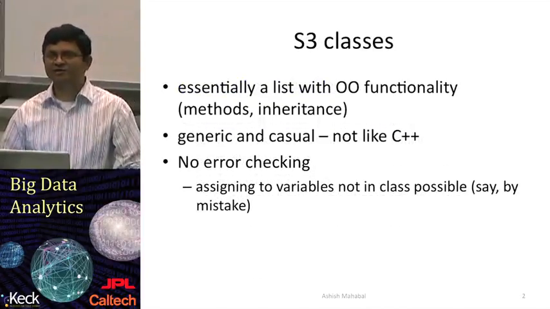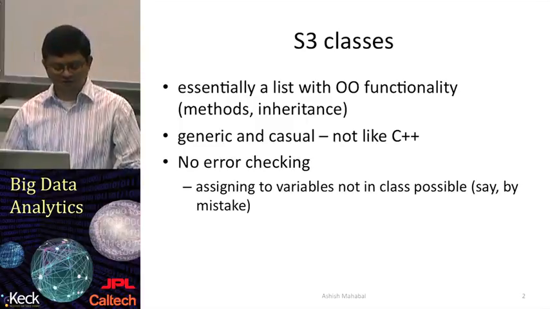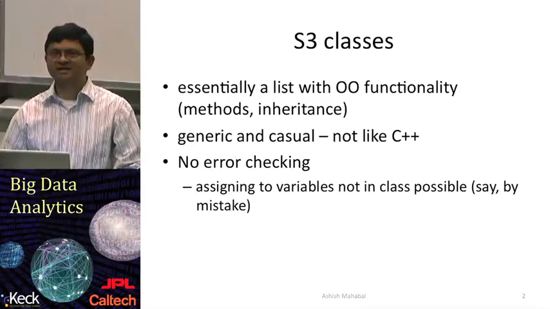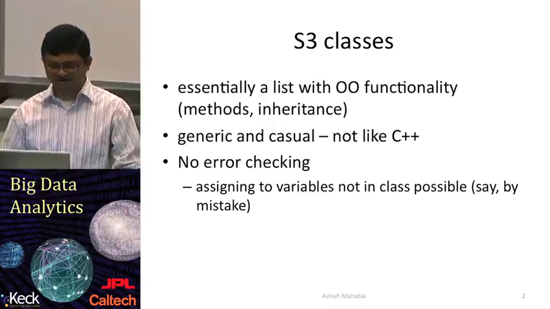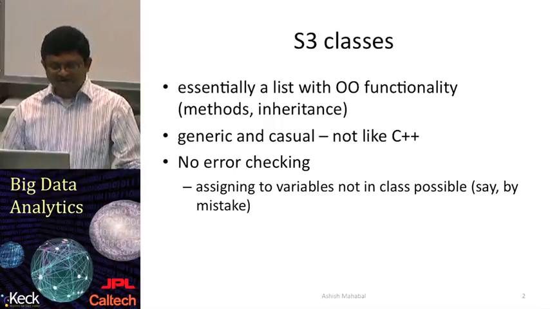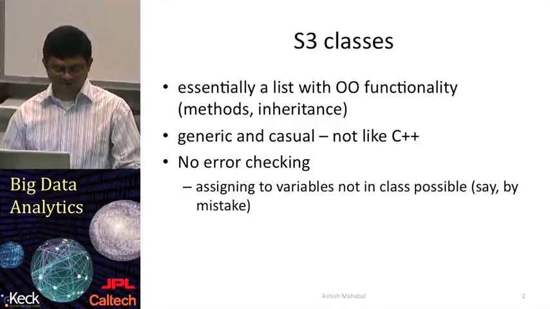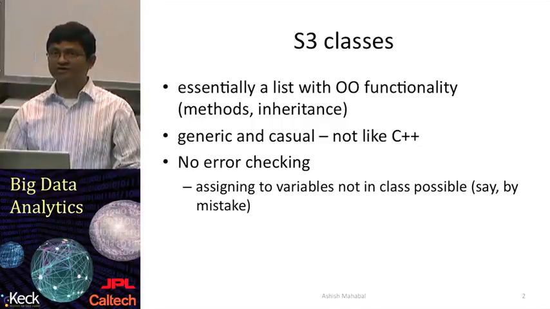They have existed for a long time. The third version of S is where they came about. Essentially, what an S3 class has is a list and some methods and inheritance that can be done with that. And then it's a bit more generic and casual, very unlike what a class would be in C++. In particular, there's no error checking.